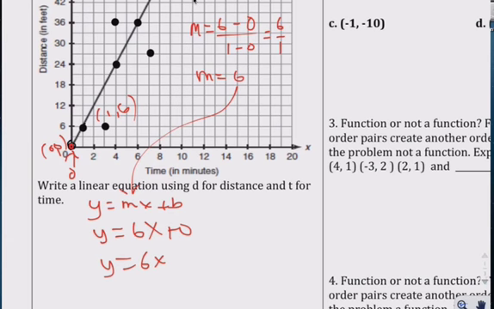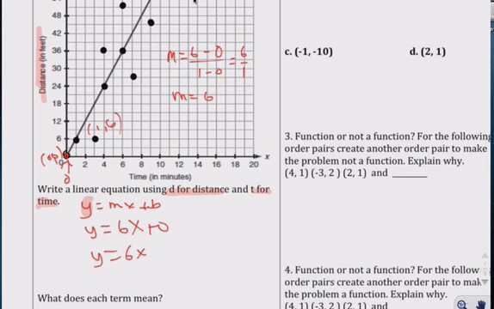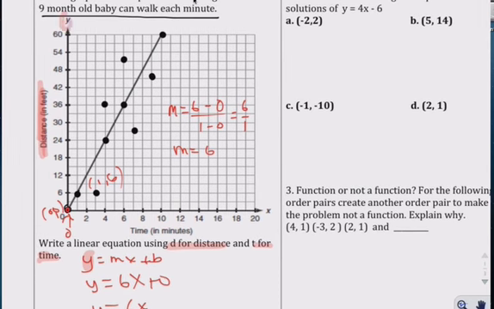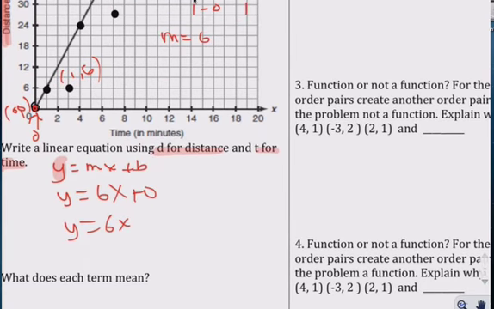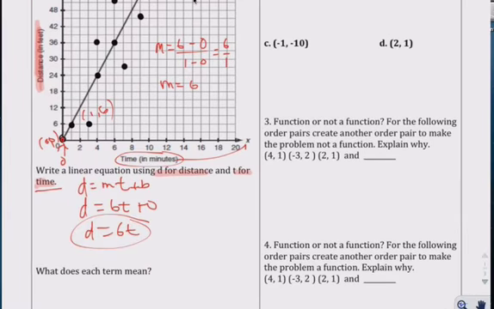Now be careful here though, it says write a linear equation using d for distance and t for time. So y is no longer the distance. It's now use d for distance. So instead of y, you write d here. Instead of x for time, you use t for time. And there goes your answer. Okay?